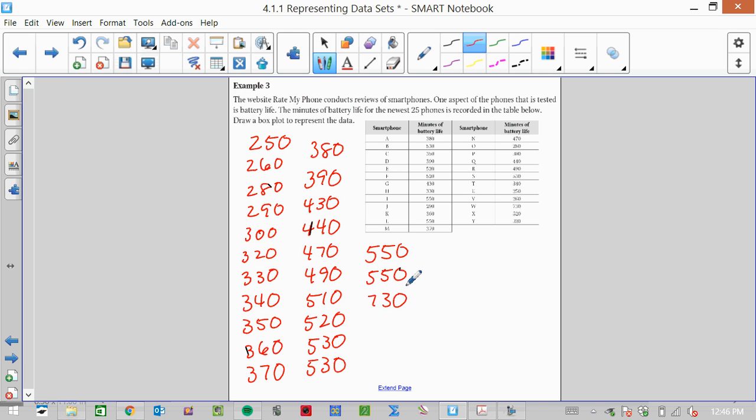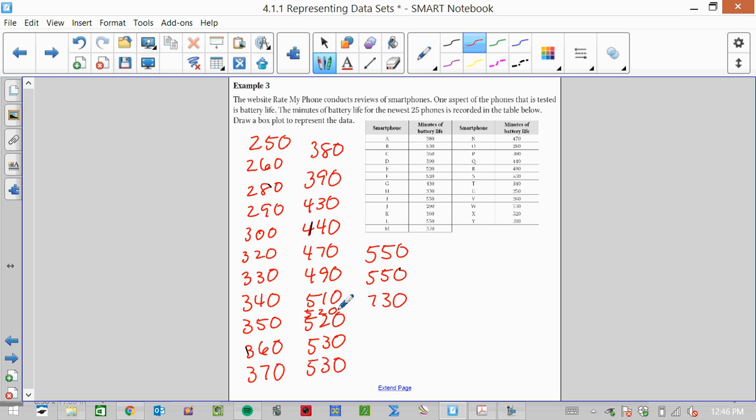Let's make sure I've got them all. 1, 2, 3, 4, 5, 6, 7, 8, 9, 10, 11, 12, 13, 14, 15, 16, 17, 18, 19, 20, 21, 22, 23, 24. I forgot one. Let's see what's missing. Oh, there's one. There's another 520 in here. Sorry about that. So that makes my 25.